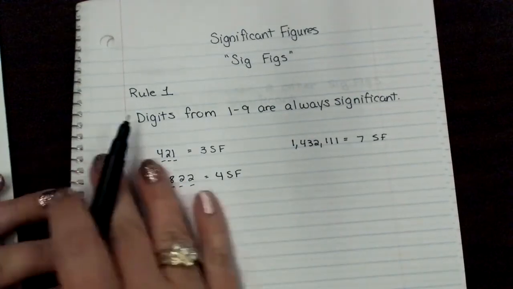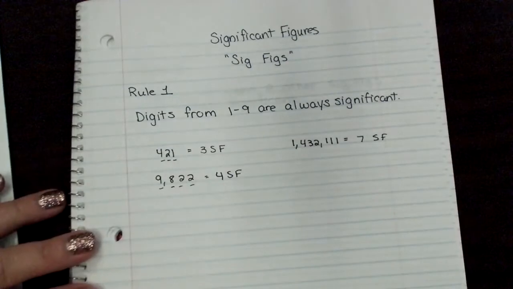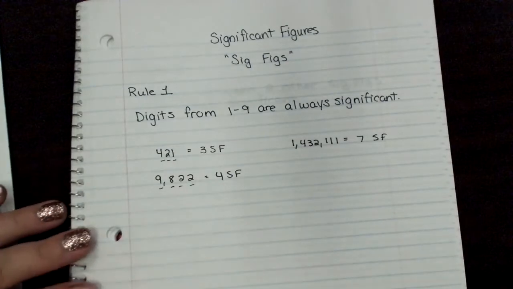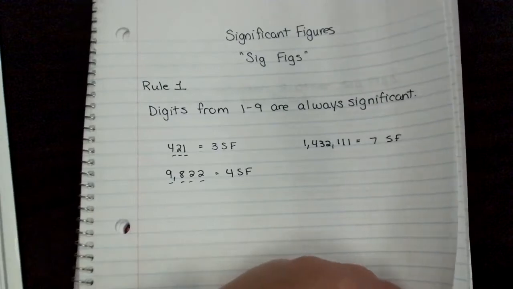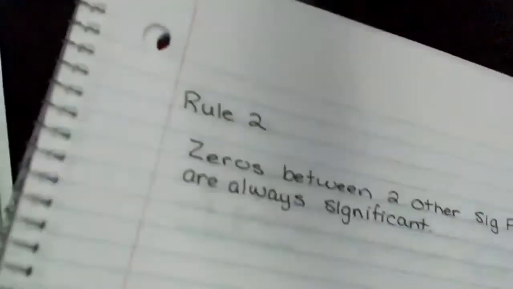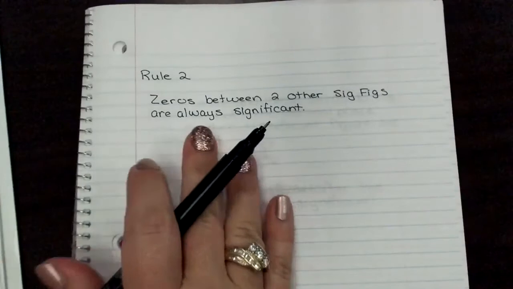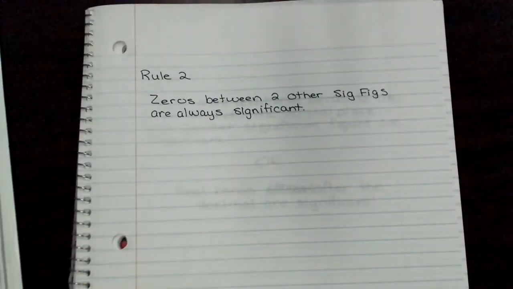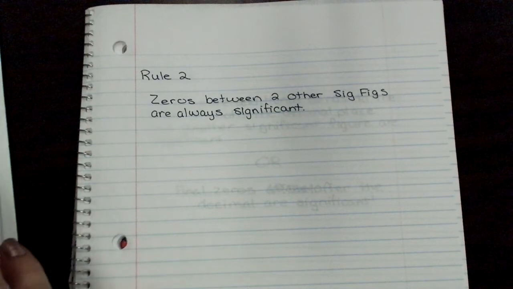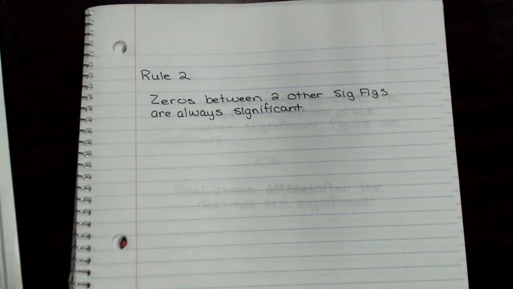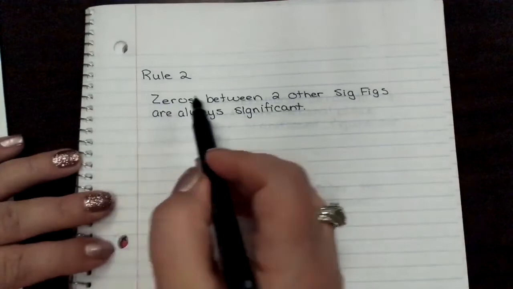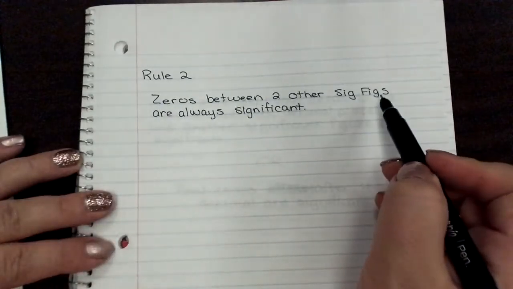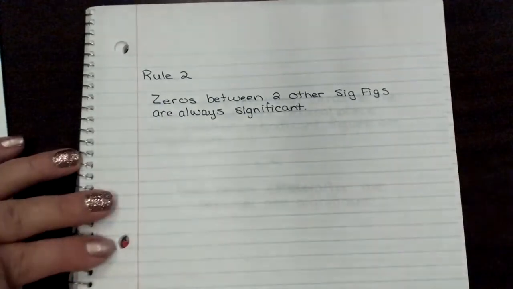Just if it's anything other than 0, we say that it's always significant, okay? So let's move on to rule number 2. So rule number 2, we start dealing with zeros. Zeros are what give us problems when we're talking about significant figures, because sometimes zeros are significant, sometimes zeros are not significant. So rule number 2 gives us one instance when zeros would be considered significant. So zeros between 2 other significant figures are always significant.